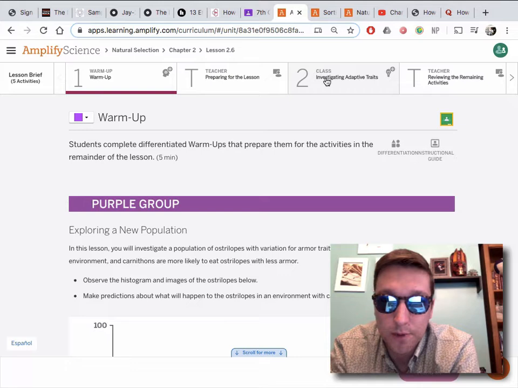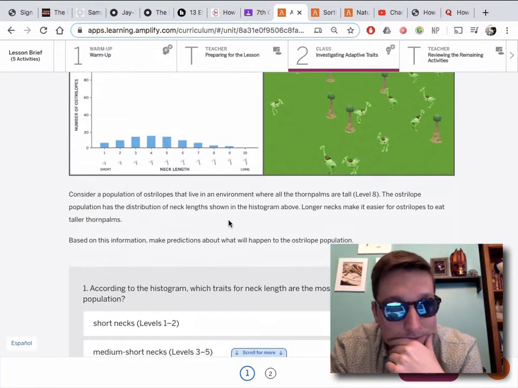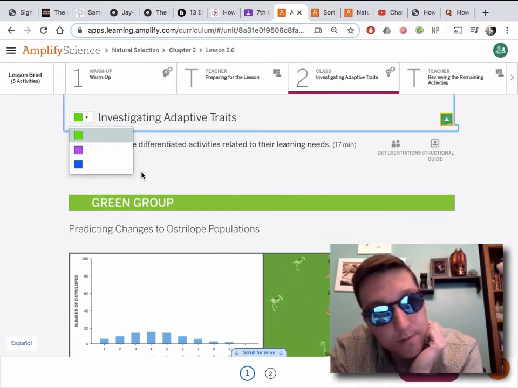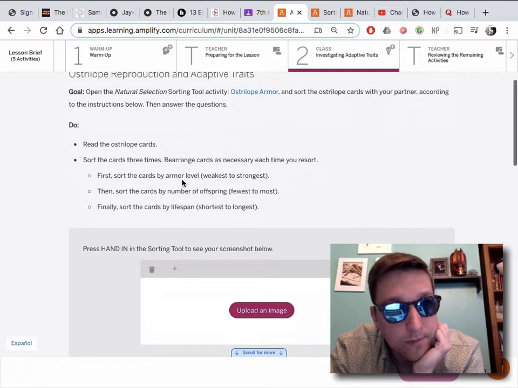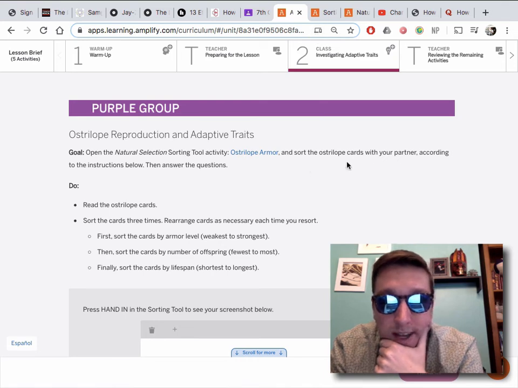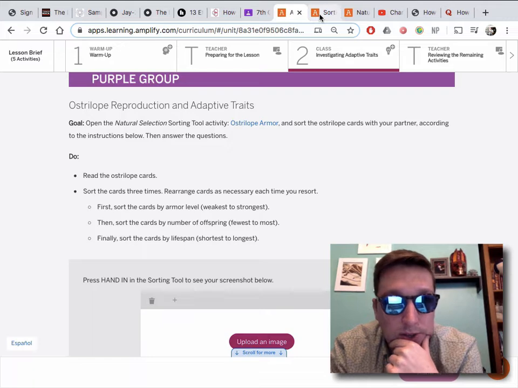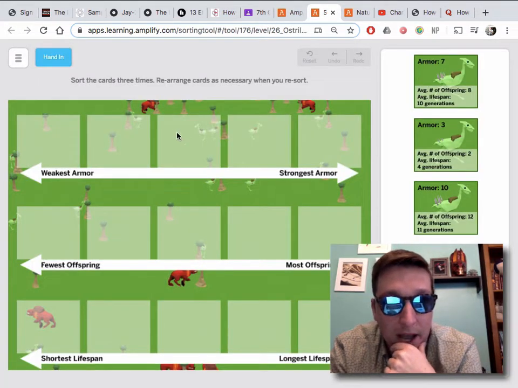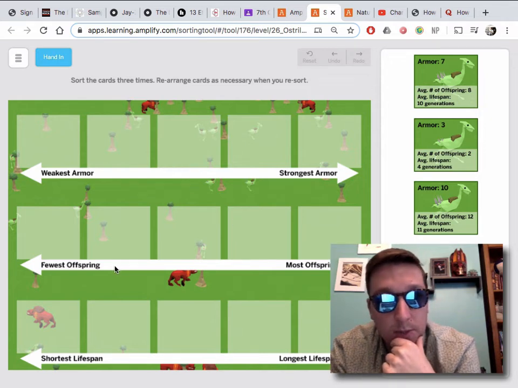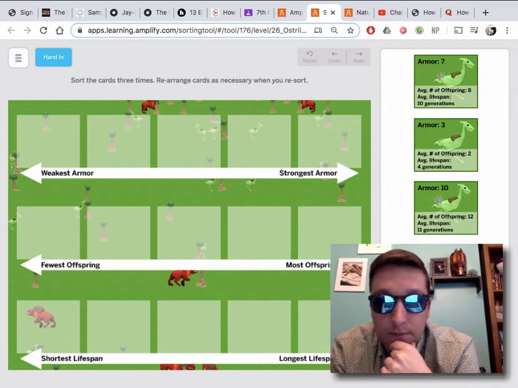Let's move to part 2. Which traits... Oh, I gotta go to purple group. Okay. Australope armor. Sort the Australope cards with your partner. So you're going to sort the cards by armor. You're going to sort the cards by offspring. And you're going to sort the cards by lifespan. These 5 cards.